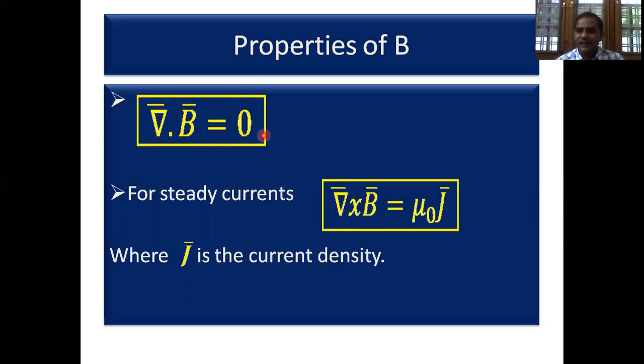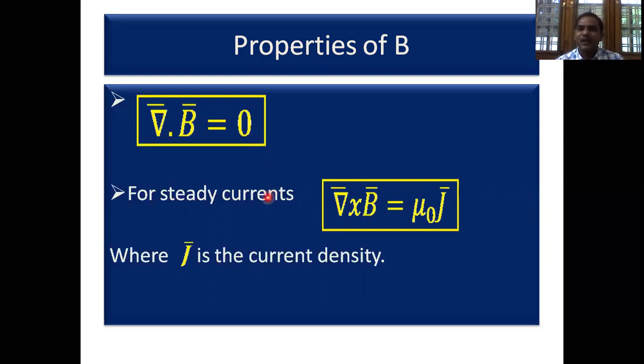Its physical meaning is that monopoles do not exist in nature. Always the magnetic poles exist as pairs, or the magnetic lines of force are always closed curves. Whereas the electric lines of force are open curves, because there the electric flux through any Gaussian surface, closed integral E bar dot ds bar, we are taking as Q by epsilon naught. But in the case of magnetism, closed integral B bar dot ds bar equals 0.